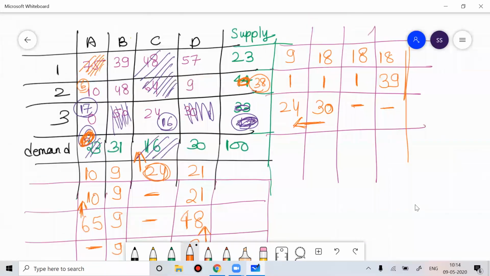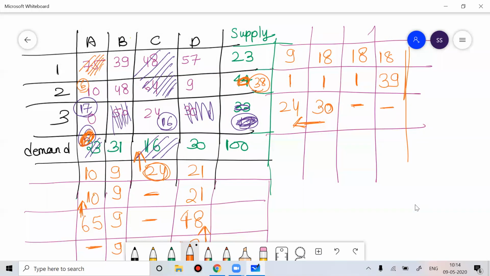So if 48 will enter, then the lowest one in the fourth column is 9. The supply for that is 38 and the demand is 30. So how much can you do? You can put 30 here. If you put 30 here, now the element which is left here is 8.